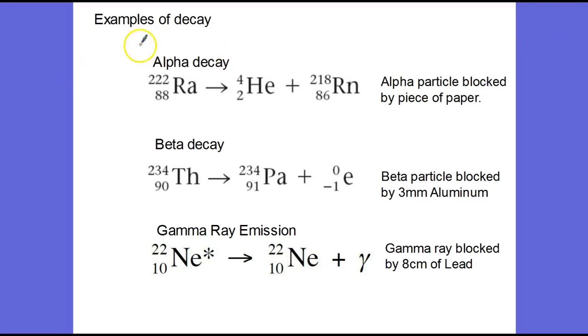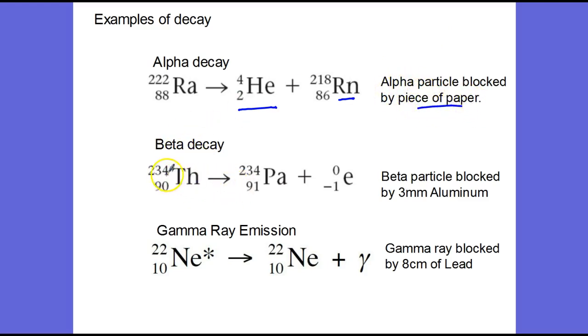Okay, and actually I just kind of said this. Alpha decay, remember, gives off a helium nucleus. So you're going to take 4 away from the mass number, and 222 minus 4 is 218. And then you would take 2 away from the atomic number, and 88 minus 2 is 86. Then you'd look on your periodic table to figure out what the element is. Alpha particles are big. They can be blocked by a piece of paper.